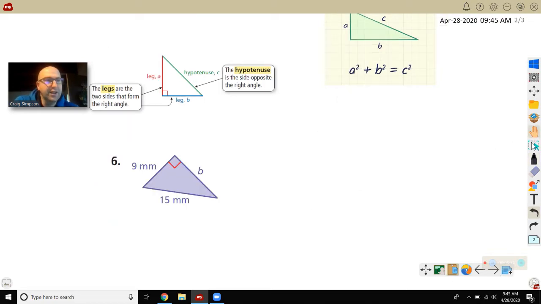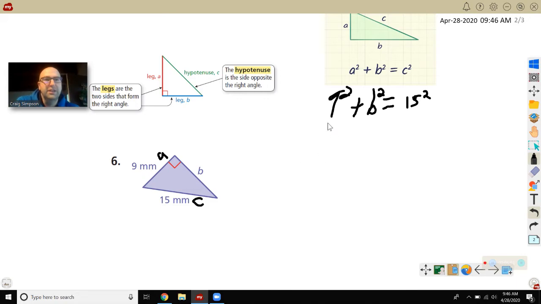All right, so here's our triangle. Again, we are missing side length B. So we've got to figure out which is side length A. Well, here's our right angle. So that's going to be our other leg. And then here is our hypotenuse C. So let's plug these into our formula. For A, we have 9. So 9 squared plus B squared equals C. Well, C is 15, so 15 squared.